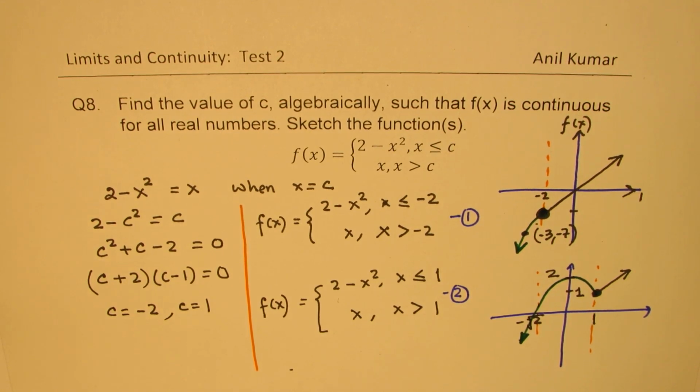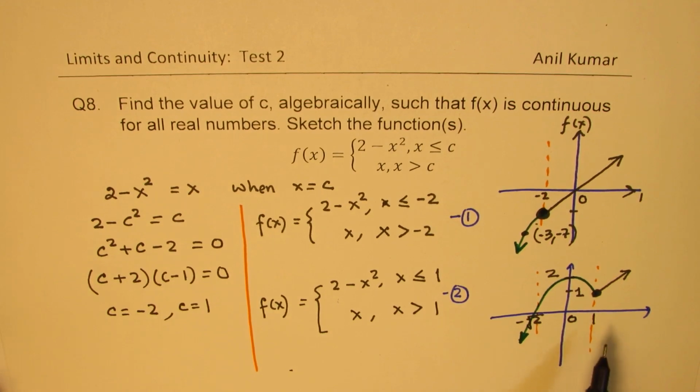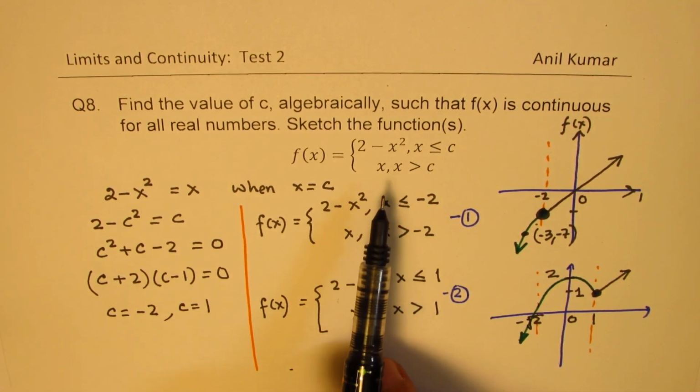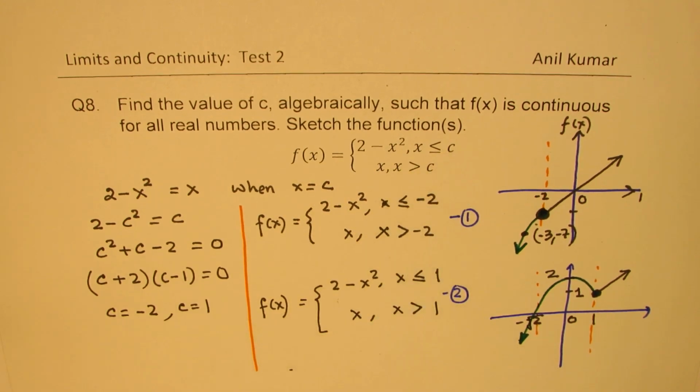So it's a combination of a parabola which is opening downwards and a straight line which moves diagonally to the right. Correct? So that is how we could actually solve this question, and I hope you find it interesting and useful. This is one of the unique examples where we are finding the continuity of the function and the limits are to be found. Perfect. So I hope that helps.